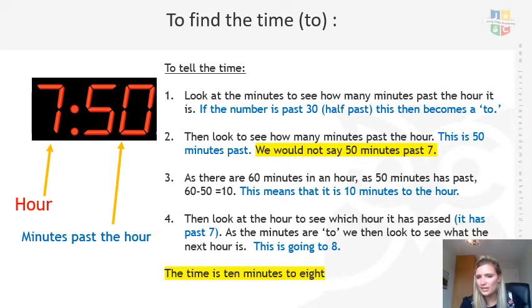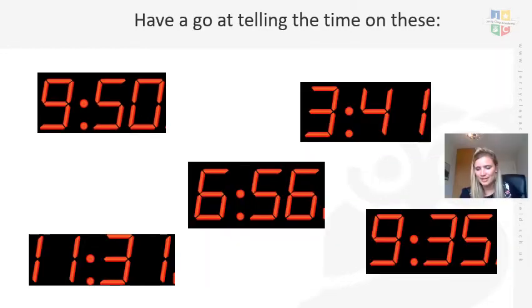However, because we're already at 50 minutes past 7, we want to get to the next hour. So our next hour is going to be 8. So we would say that this time here shows 10 to 8, which is the same as 50 minutes past 7. So I'd like you to have a go at doing this one now, these questions on here.